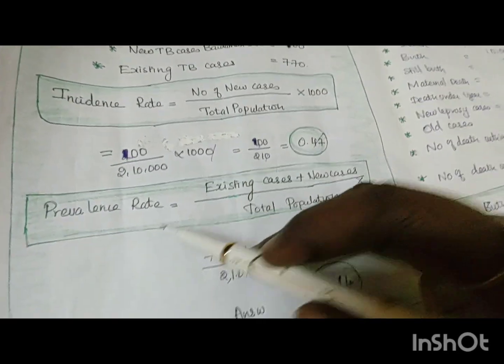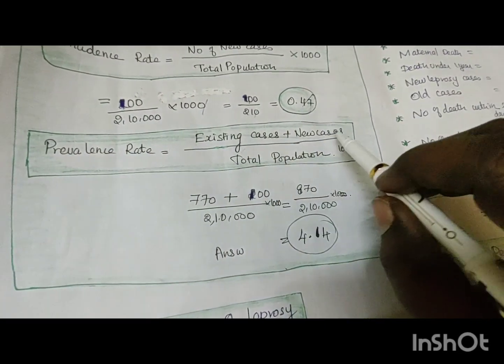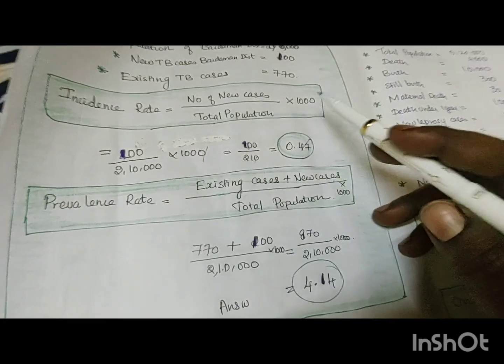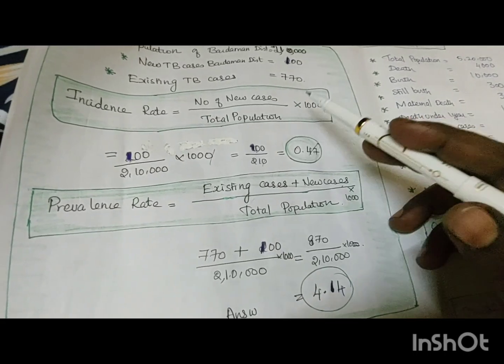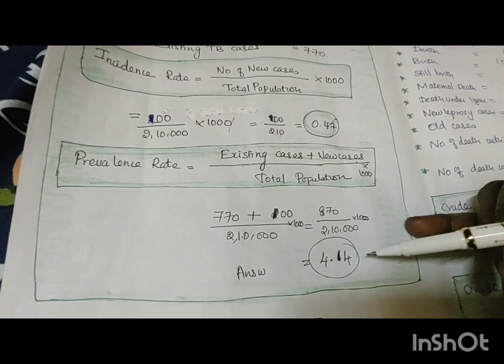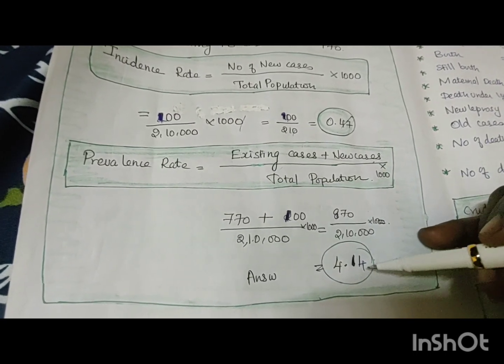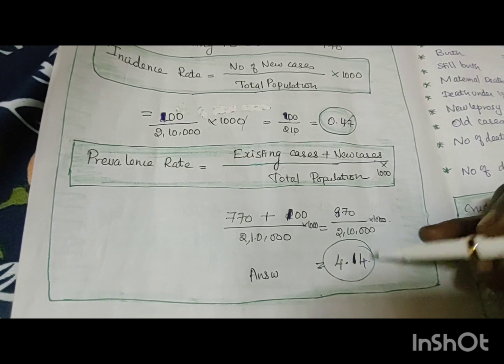So what will be the prevalence rate? Prevalence rate will always be the existing cases plus the new cases, you have to add. Here existing cases are 770, new cases you can keep as 100. If it is 100, it will be 870 when you are doing it. Its answer for prevalence is 417.